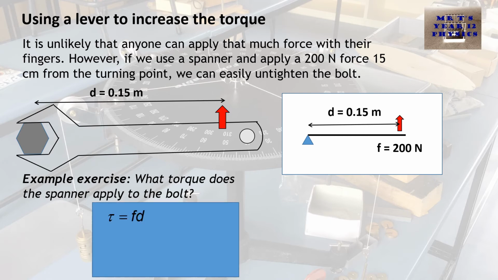So the problem here is torque equals force times distance. We've got torque equals 200 newtons times 0.15 meters, and we get an answer here of 30 Newton meters of torque. Now, if we remember the previous question, the actual nut needed 20 Newton meters of torque. So here we've actually applied enough force to loosen the nut.